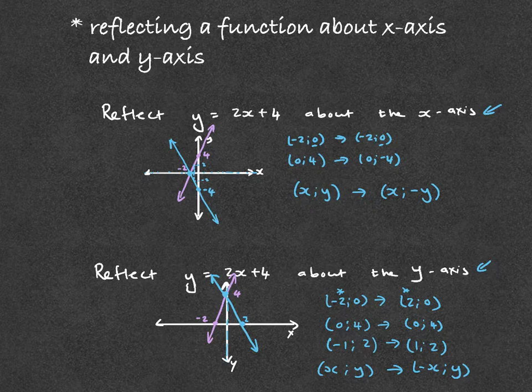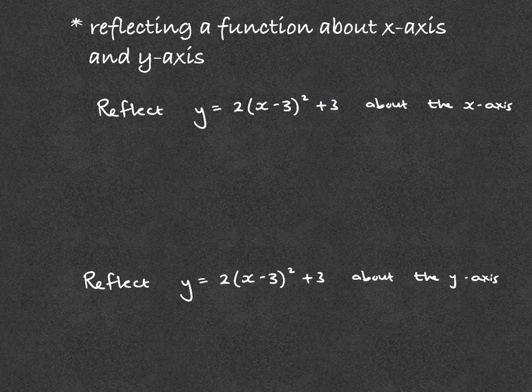Okay, but we don't want to draw graphs every single time. We want to reflect about the x-axis and the y-axis. So let's see what we can do. If I reflect the same graph about the x-axis and then about the y-axis, our old equation here was y = (2x - 3)² + 3.